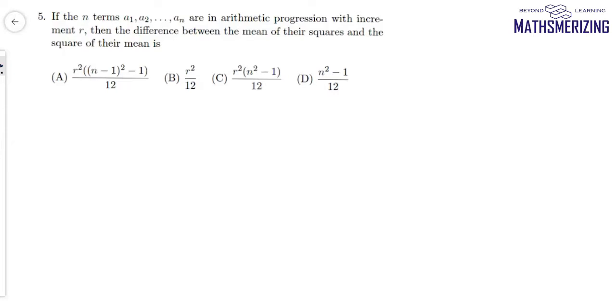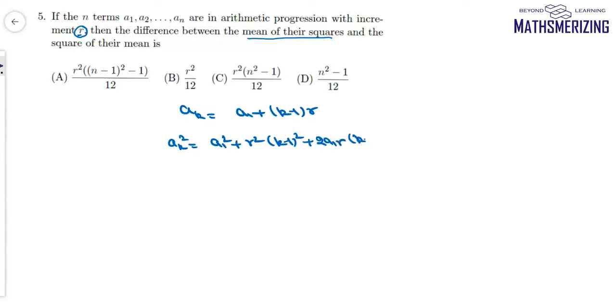Now question number 5 says: if n terms of an AP with common difference r are given, then the difference between the mean of their squares and the square of their mean is. So we have to find the difference between the mean of their squares and the square of their mean. I'll write a general term, suppose AK, given as A1 plus K minus 1 times D, and D here is simply r. Now if I square it, AK square will be A1 square plus r square into K minus 1 square plus twice A1 r into K minus 1.